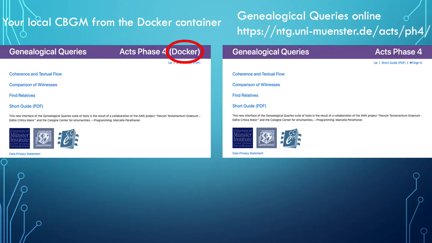As you can see, the menu in genealogical queries for Acts on the INTF website is identical to the Docker container you've just installed. A Docker container is a downloadable package that includes everything you need to run a program. The CBGM can now be run on your own computer locally, and you don't need internet access to make changes in it. All changes are automatically saved in your computer.